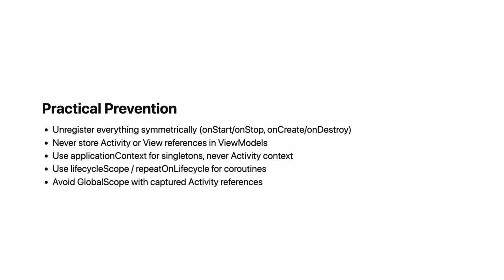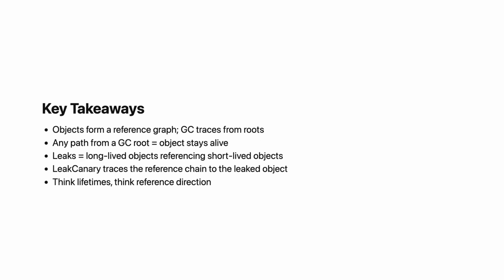Fourth, be careful with coroutines. A coroutine launched in viewModelScope is fine. It cancels when the ViewModel clears. A coroutine launched in GlobalScope that captures an activity reference is a leak. Fifth, use lifecycle-aware components. LifecycleObserver, lifecycleScope, repeatOnLifecycle, these are designed to automatically clean up when the lifecycle ends.